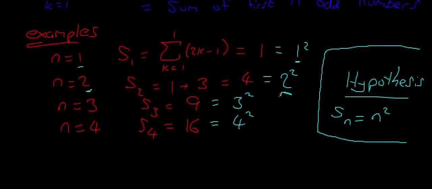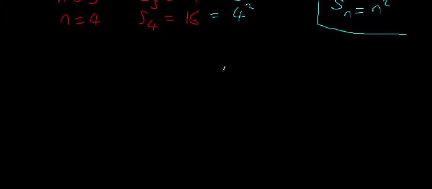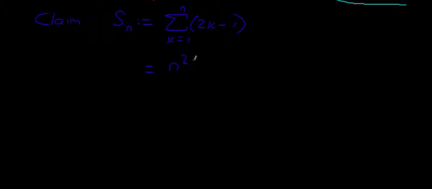And what we're going to use is induction. Okay, so let's write out our statement. So our claim is this. Our claim is that Sn, which by definition is equal to the sum from k is 1 to n of 2k minus 1, is equal to n squared. Okay. So now we're going to use induction.